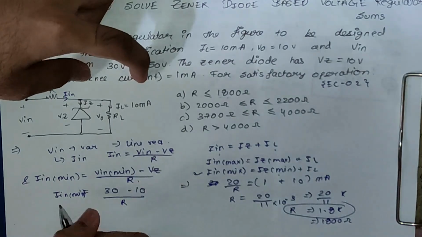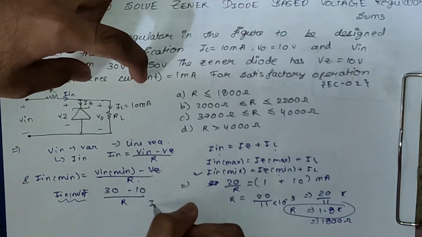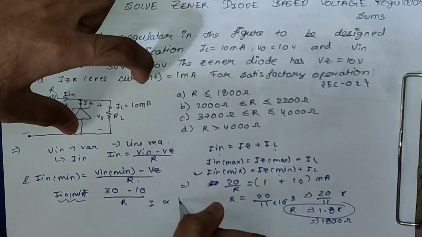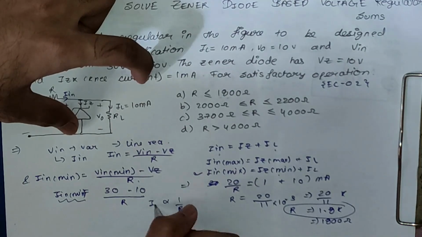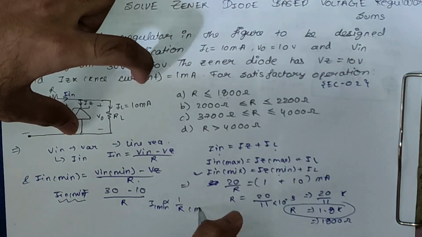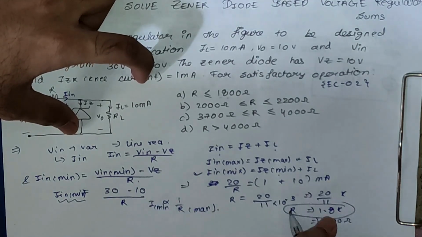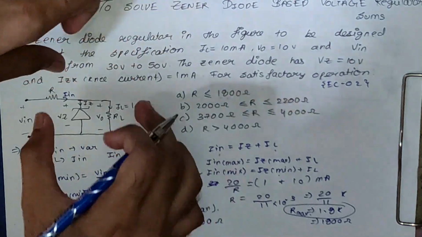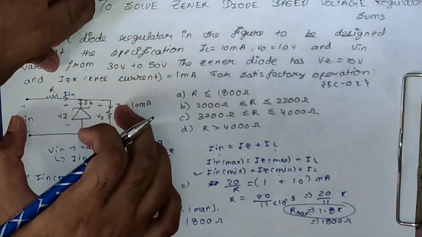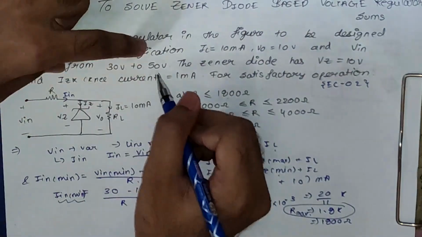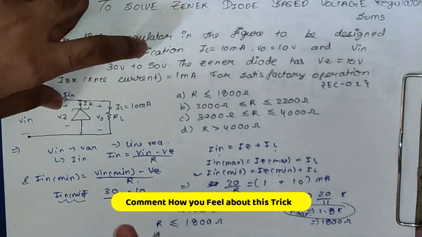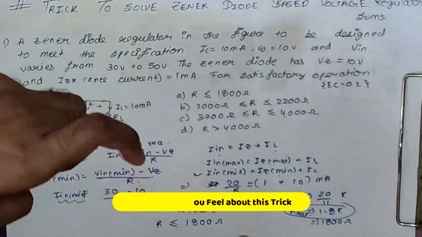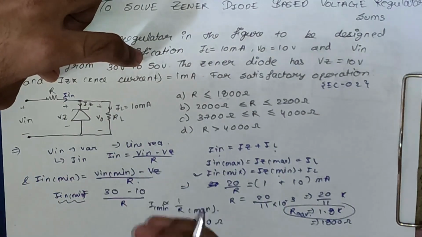For that, here you can see we have I in minimum, and I is inversely proportional to R, right? So if I in is minimum, then R should be maximum. So from this equation we can say this R is nothing but R maximum. So we will write it as R should be less than or equal to 1800 ohm for the satisfactory operation of this voltage regulator circuit. And if you try to find out this R with this 50 volt as your V in, you will get R less than 1800. You can cross check it and let me know your answer in the comment box.